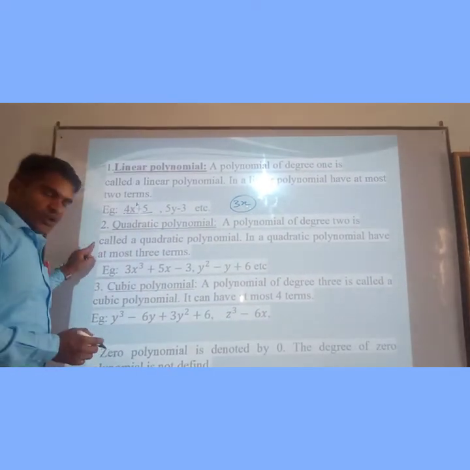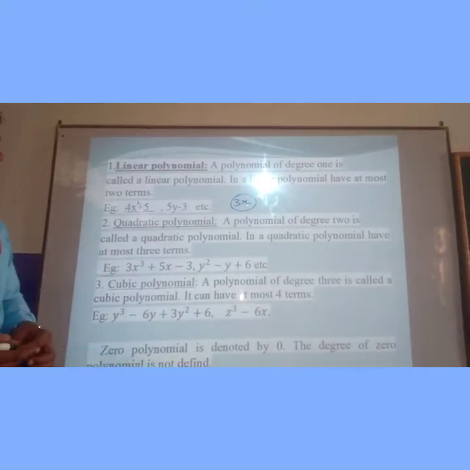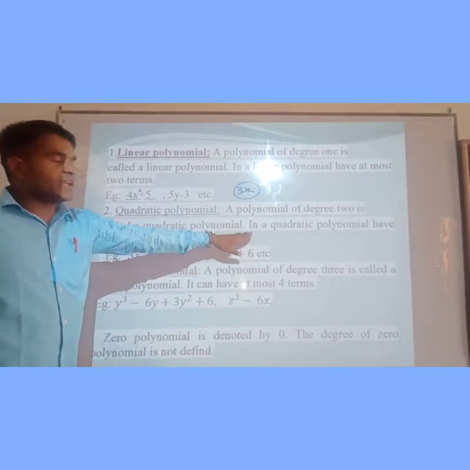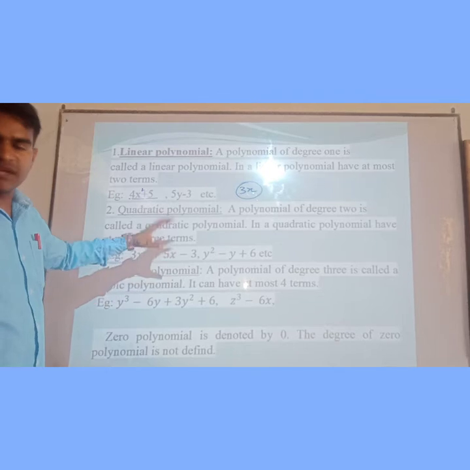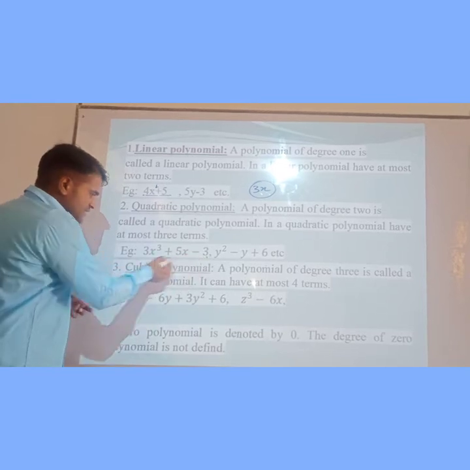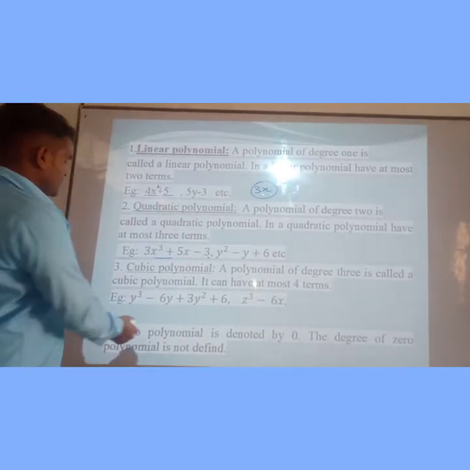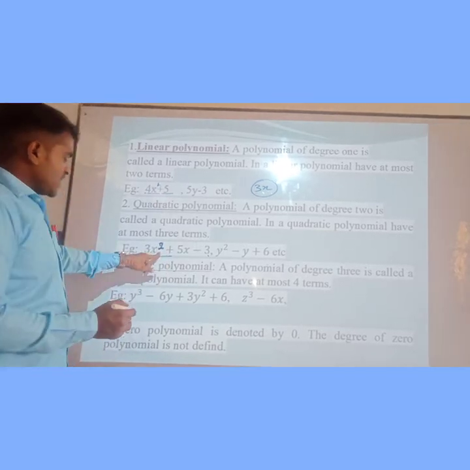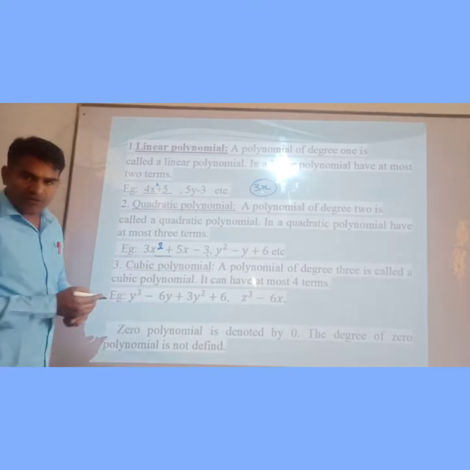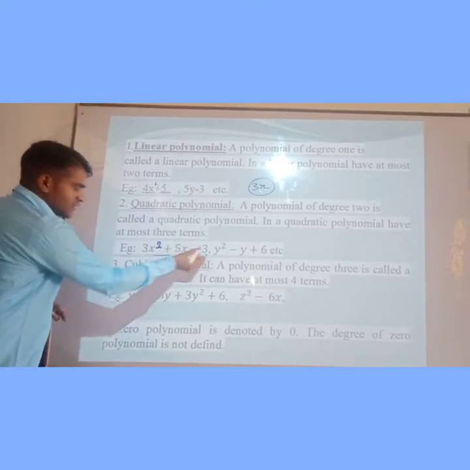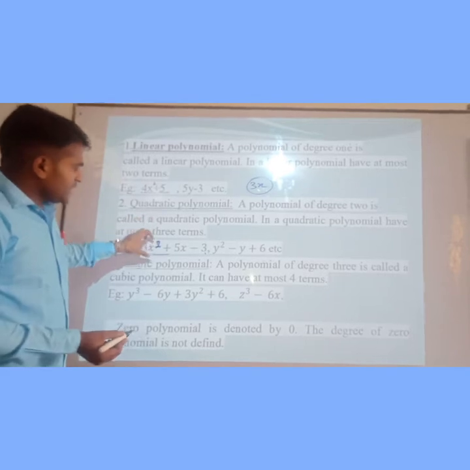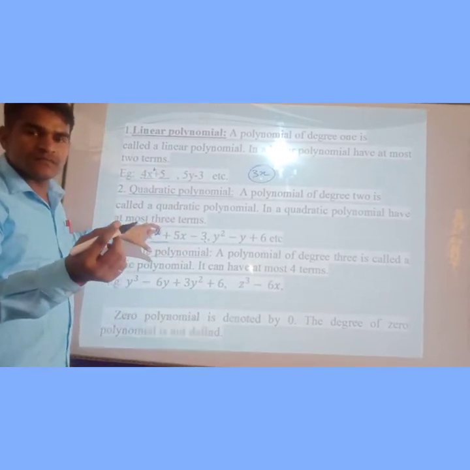Now quadratic polynomials. A polynomial of degree 2 is called a quadratic polynomial. A quadratic polynomial has at most 3 terms. For example, 3x square plus 5x minus 3. This is a polynomial. Which type of polynomial is this? Quadratic polynomial, because its degree is 2. The highest power of the variable in this polynomial is 2, so its degree is 2. If the degree of the polynomial is 2, then it is called a quadratic polynomial.